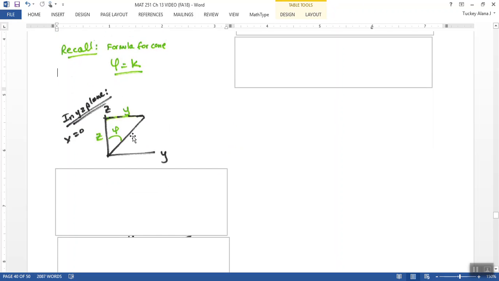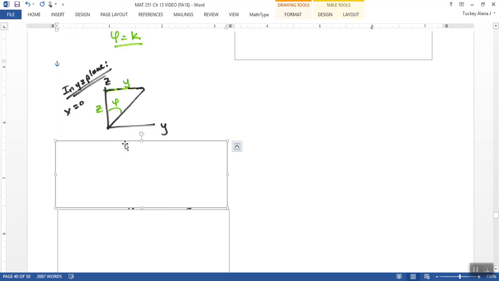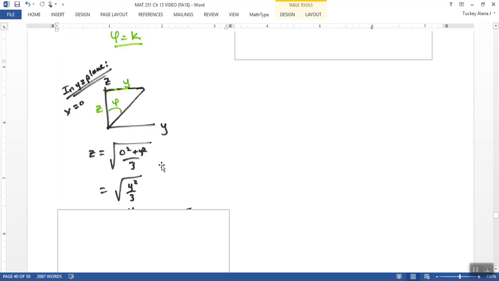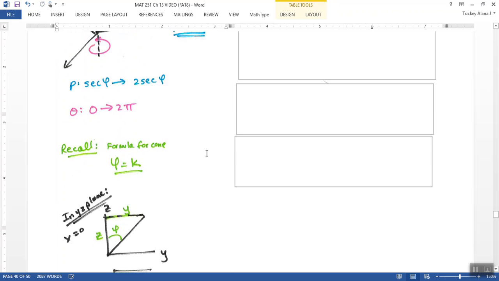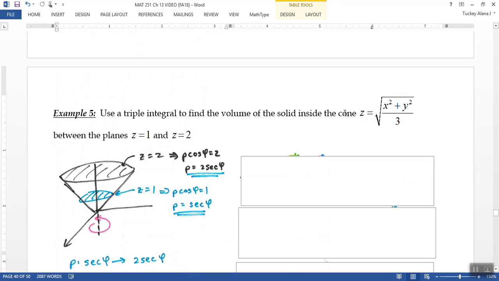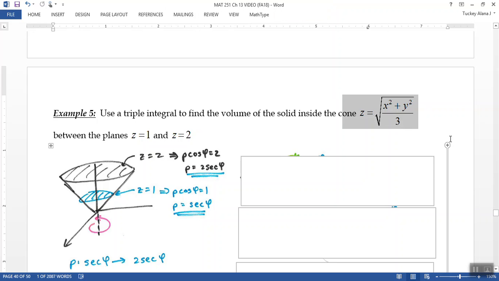So in the YZ plane, that cone would form this kind of triangle. You're out y, whatever y is, you're up z, whatever z is, and phi is that angle between the positive z-axis and where the edge of the cone is. Okay, wonderful. I know that z would be equal to the square root of, okay, now x is 0, squared plus y squared over 3. Well, remember, the cone itself has this as its rectangular coordinates.